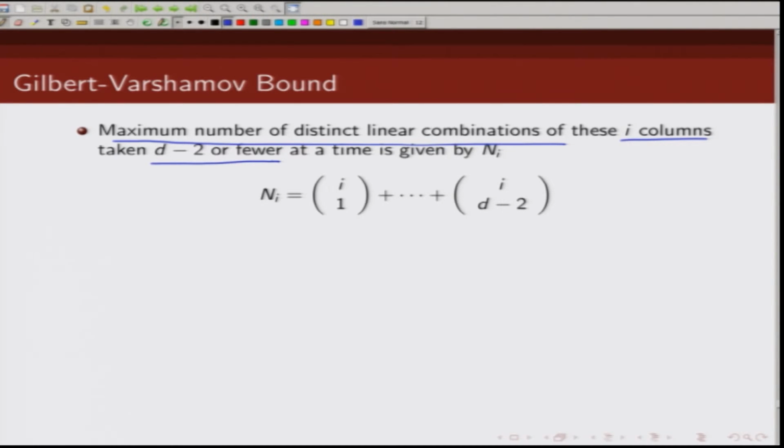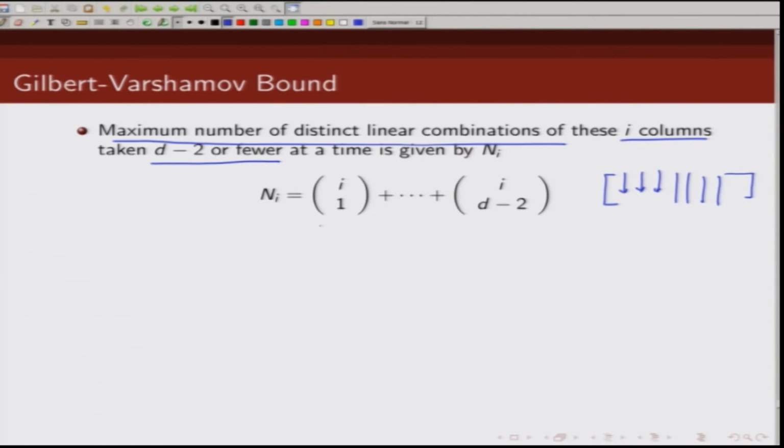So, what we are doing is, we have this H matrix, and these are the columns of this H matrix. Let us say we have constructed I columns. Now, we are taking linear combinations of 1 column, 2 columns, 3 columns, 4 columns up to d minus 2 columns. So, we are taking linear combinations of these I columns taken d minus 2 or fewer at a time, and we are trying to find out how many such linear combinations exist.